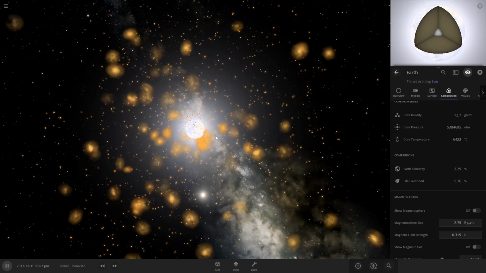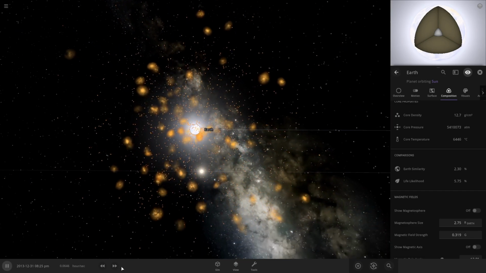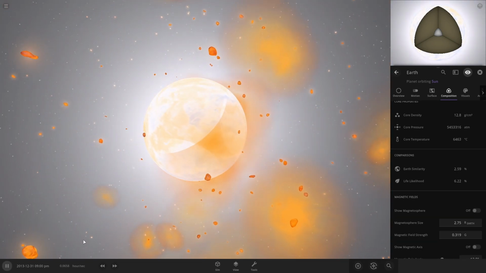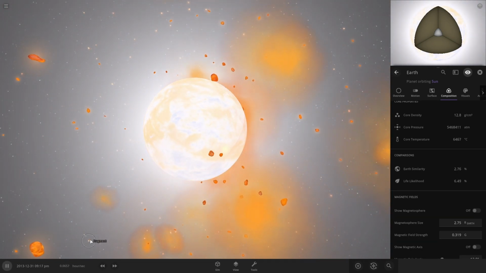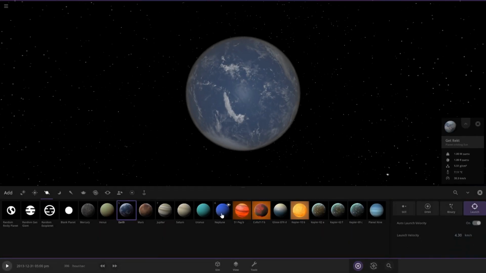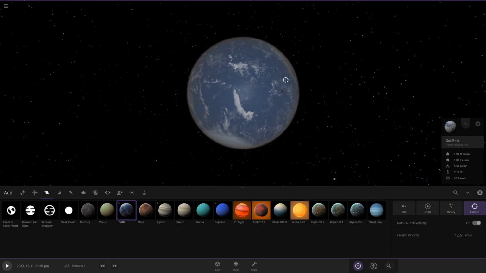That's the fastest I have seen the life likelihood percentage drop and the core temperature rise. Is it just me, or the more destruction Earth gets, the more beautiful scenarios it creates? There is only one way to find out, I guess. Coming up on number 4 of our list is Earth itself.